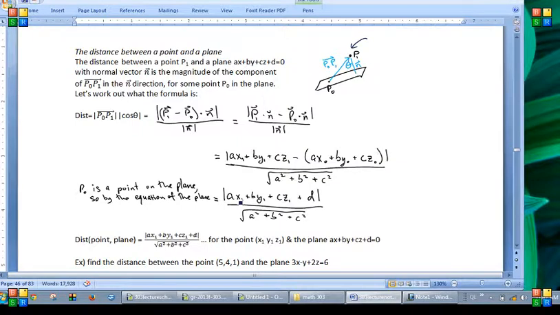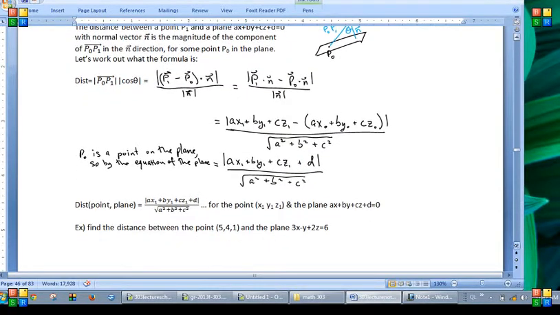So where the point in space is x1, y1, z1, the distance between your point and your plane is going to be ax1 plus by1 plus cz1 plus d, absolute value. Or in other words, just plug it into the equation of the plane, divided by the magnitude of the normal vector, square root of a squared plus b squared plus c squared.